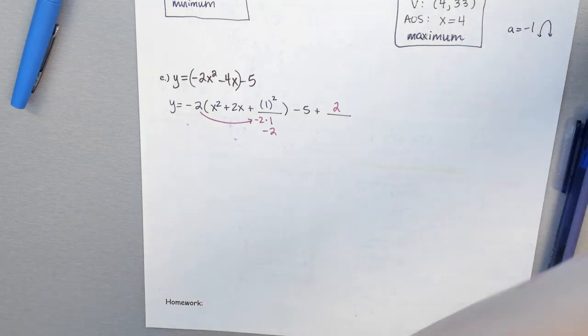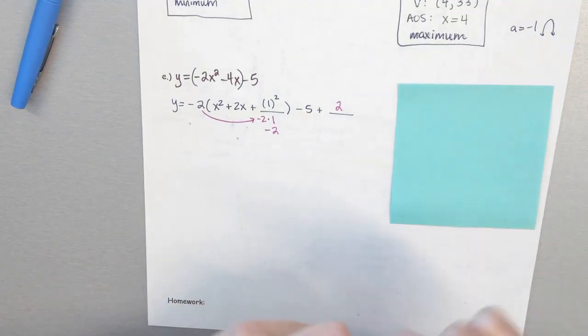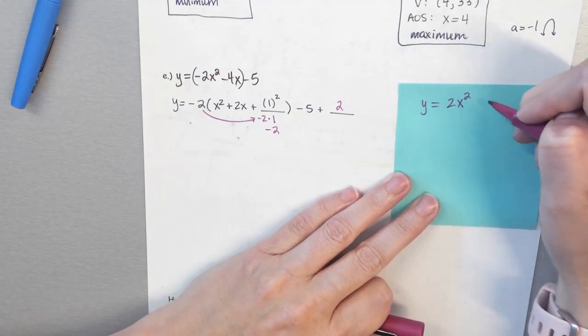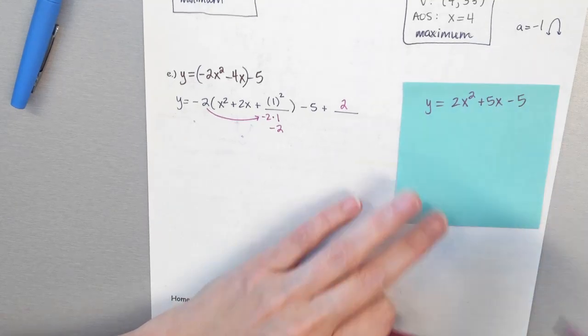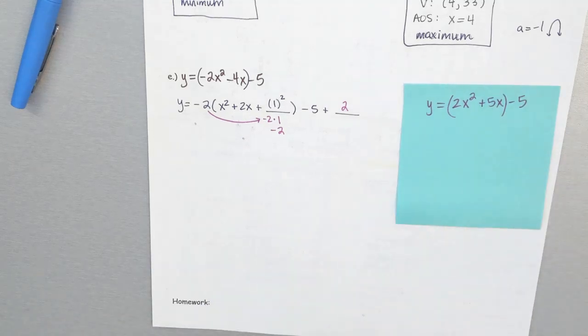And then once you finish that, I want you to think about what it would look like if you, let's say you had this. Think about what that middle term would look like once you're done with this.